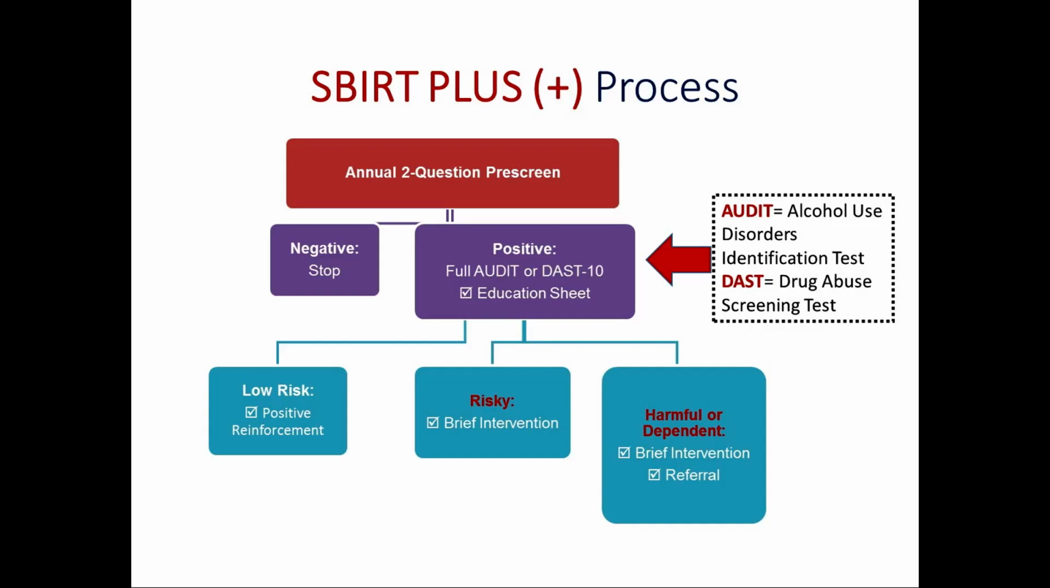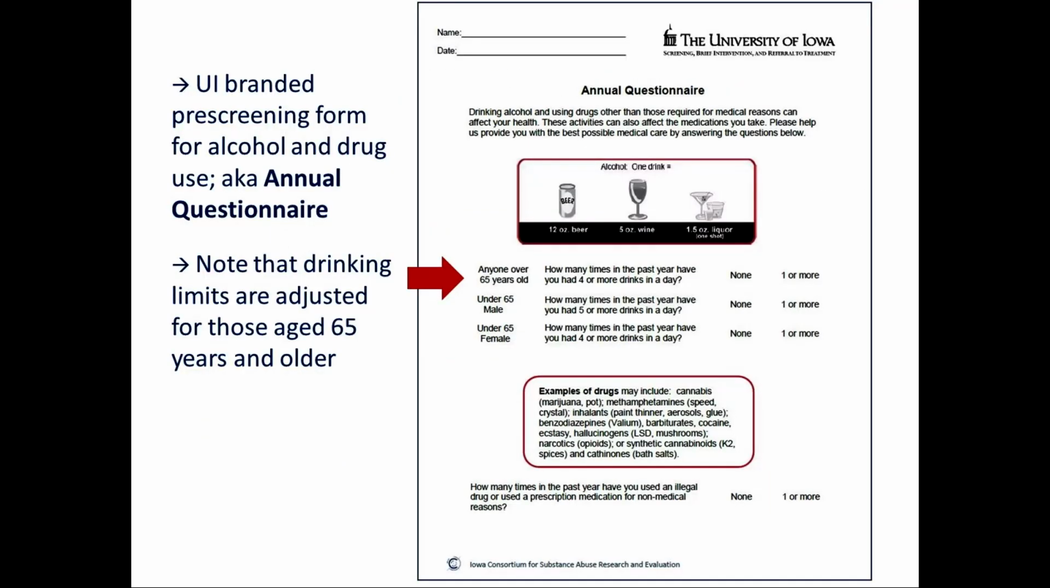So that brings us to the SBIRT process. As shown on the slide, the steps taken all depend on the answer given. Let's talk through the process now. The first step is called pre-screening, or the annual questionnaire, as noted on the slide. There are just two questions, one about alcohol and another about drugs. This form is found in the toolkit for SBIRT Plus. Note that the question for older adults is adjusted downward to more than 4 drinks on an occasion.